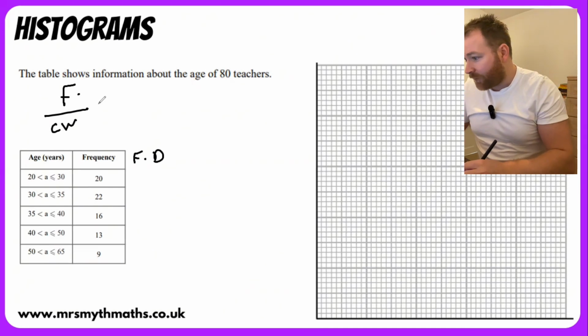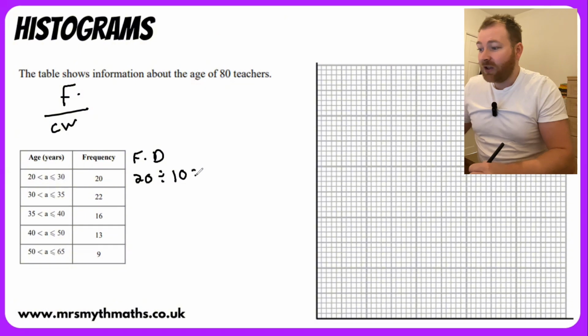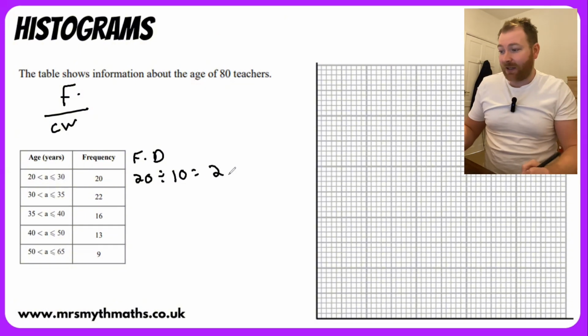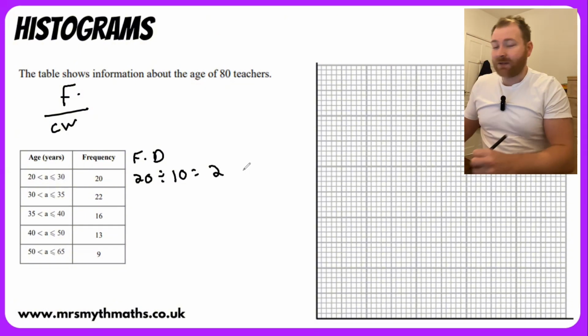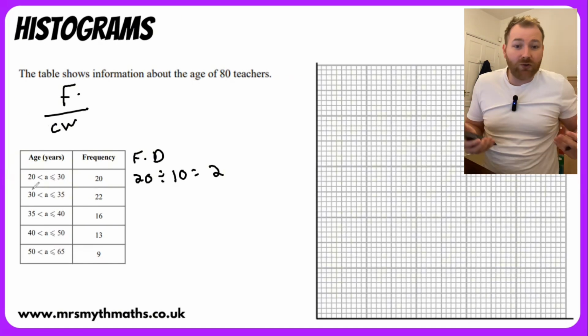So let's do that for all of these. Let's do 20 divided by, you can see the class width here is 10. So 20 divided by 10. In this case, the frequency density is 2. So that means that the class width is 10, so for every one that it goes up, it represents 2 frequencies.